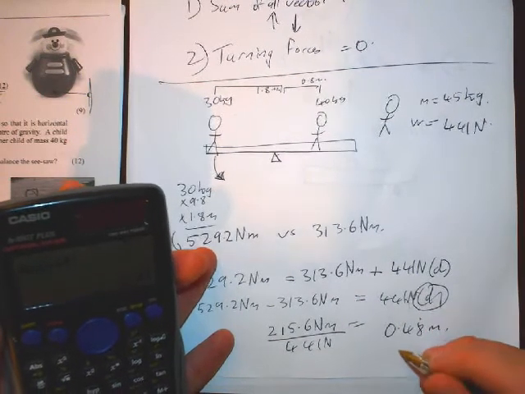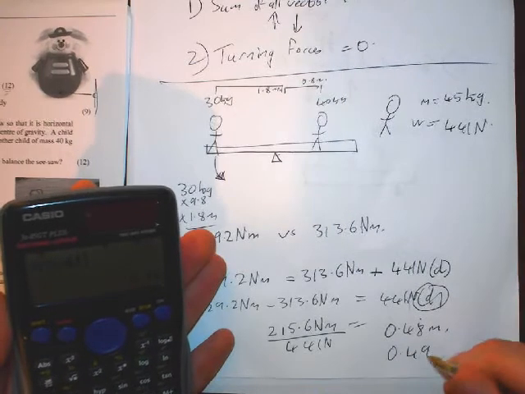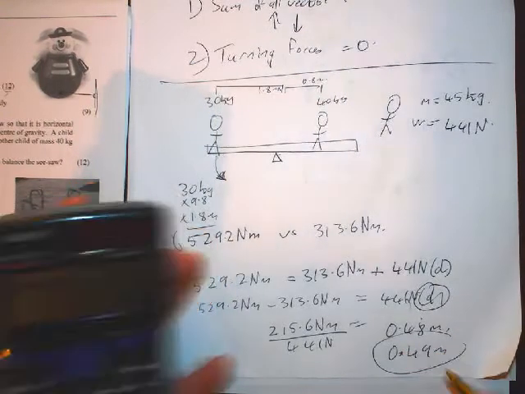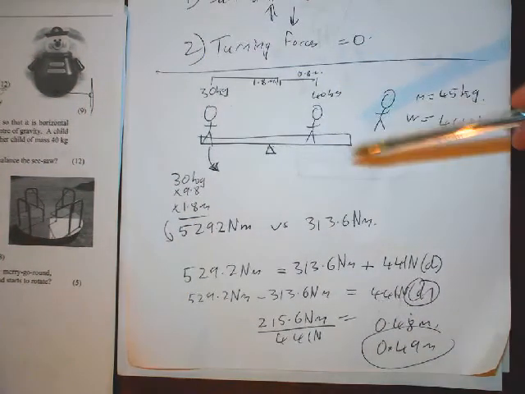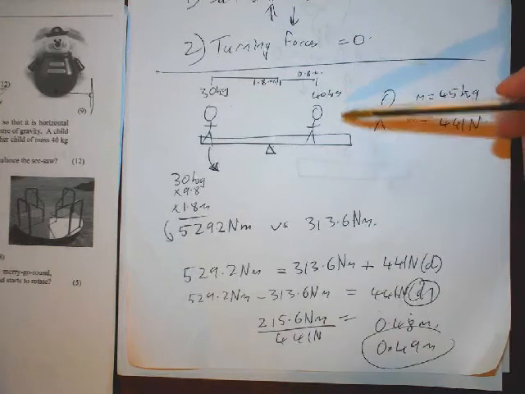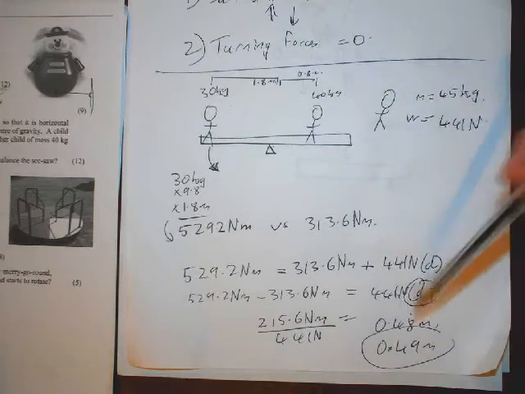We get 0.48 recurring meters. So let's just round it off to 0.49 meters, and that's a sensible value. If you found out that the child needed to be 2 kilometers away or something like that, you'd know things had gone wobbly. You do the old common sense check. So 0.49 meters, that seems like a sensible enough value for the child to be at.